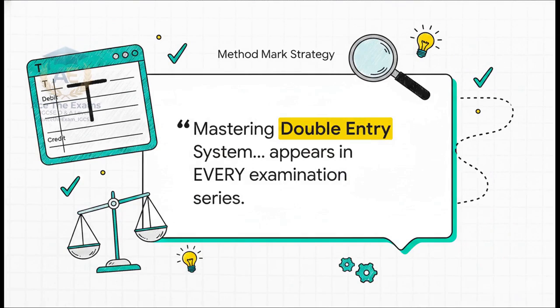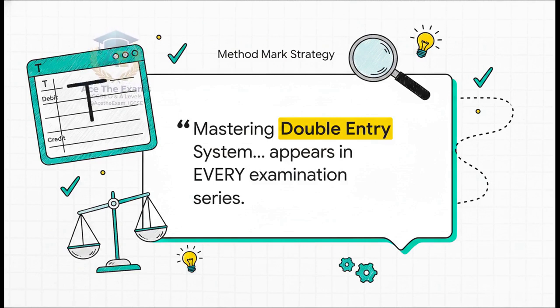Look at this quote we pulled straight from the core source material. Mastering double entry system and accounting equation is essential. This topic appears in every examination series. Think about that for a second. You simply cannot hide from this topic. It is the absolute bedrock of the entire syllabus. If you don't have this locked down, the rest of the paper falls apart.